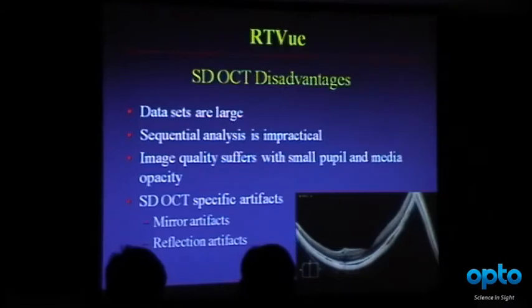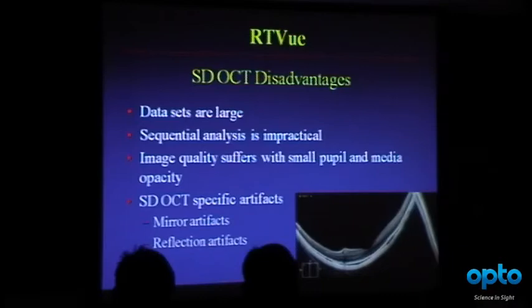Now this also comes with disadvantages. First of all, if you raster scan the entire macula, the data set is very large. Some of the raster scans can take 3 to 4 seconds to obtain, and it's difficult for a patient to sit still for that long, especially elderly patients.